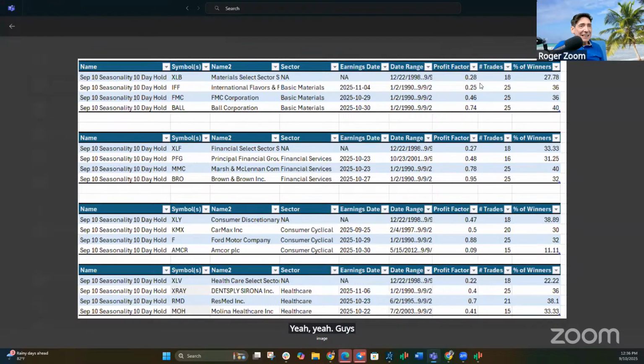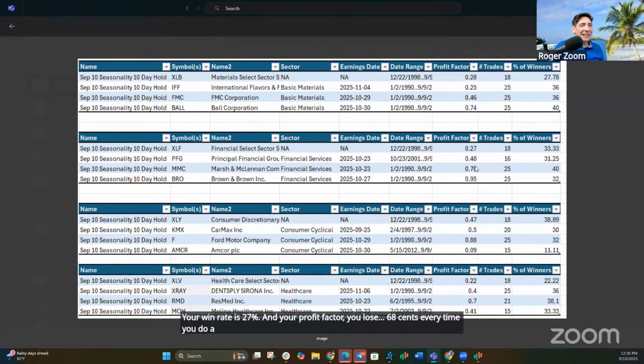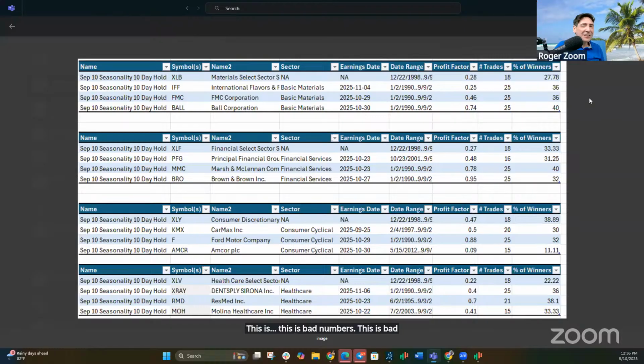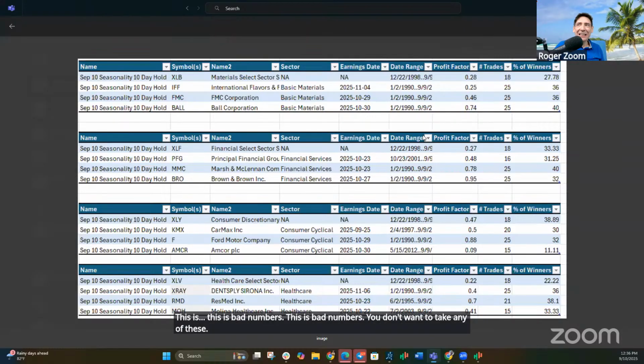Guys, you lose a lot of money if you take longs in this. Your win rate is 27%, and your profit factor, you lose 68 cents every time you do a trade. These are bad numbers. You don't want to take any of these. I tricked you. I like to trick you guys sometimes.